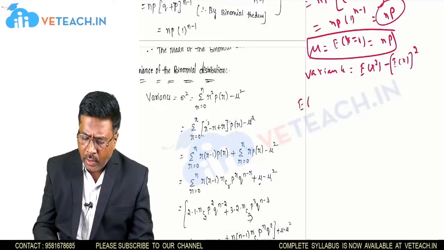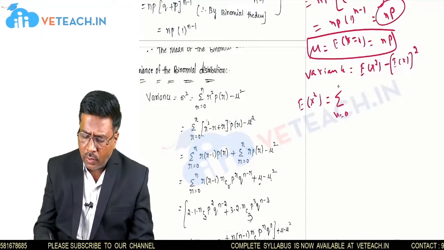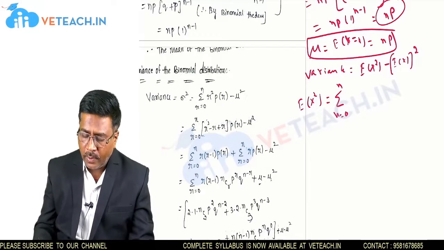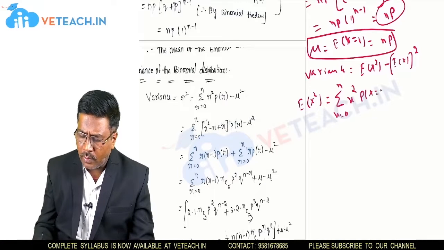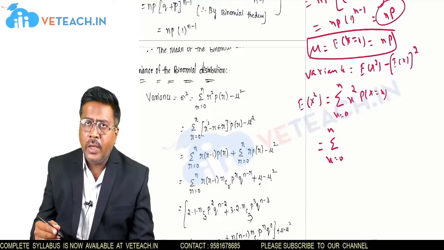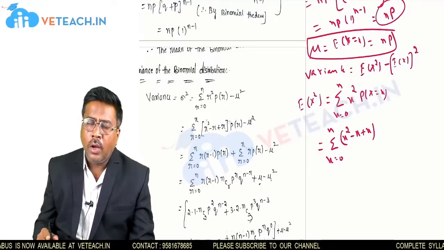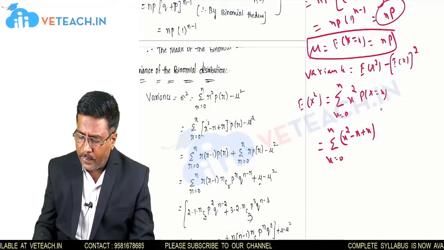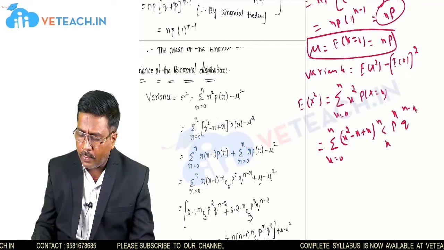Now I want to find the E of x square value, that is equal to sigma of x is equal to 0 to n, because the n value is finite. In the binomial distribution, the n value we can take only as a finite value. So then x square into P of x is equal to x, that is equal to sigma of x is equal to 0 to n. For our convenience, I have to write it as x square minus x plus x. Like that, one x value is subtracted, and after that I have to add it to x square. And P of x is equal to x means nCx into p to the power of x into q to the power of n minus x.